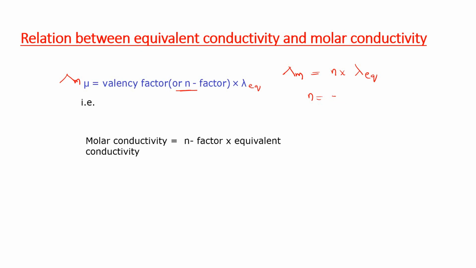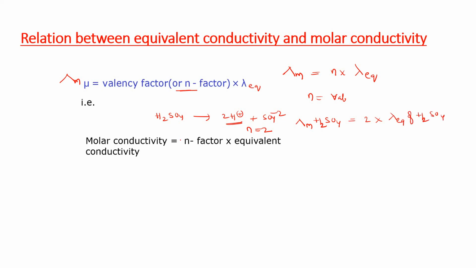n factor or Z actually means nothing but valency. For example, you take H2SO4, which will dissociate into 2 moles of H plus, giving SO4 minus 2. Now how many positive charges are there? 2. Negative and positive will always be equal. Now n is equal to 2, as here charge only we have to consider. Now molar conductance of H2SO4 is equal to 2 into equivalent conductance of H2SO4.